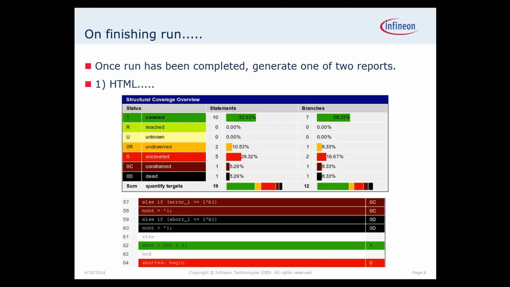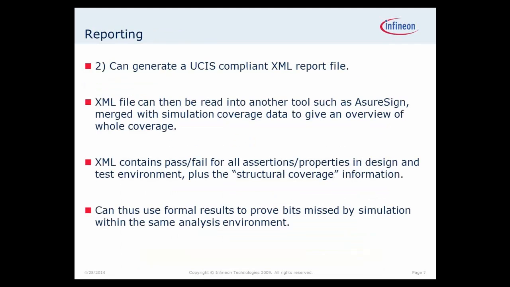What it generally does is it lays out for each of your files a line like this just to summarize each of the different types, and then you can drill down for each file and then go through on a line-by-line basis if you want to see what's there and what you might want to do about it. The second report you can generate is a UCIS compliant XML file. And this is particularly useful because we can then write out the coverage data from OneSpin, and now we've got it in an industry standard format.